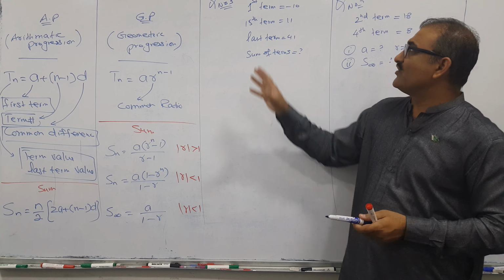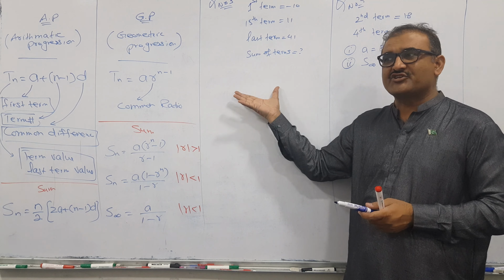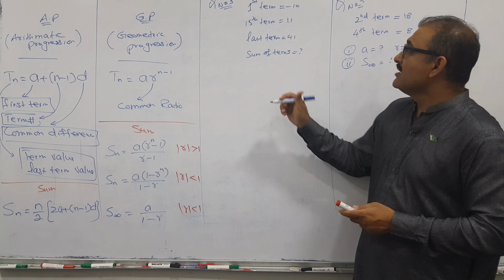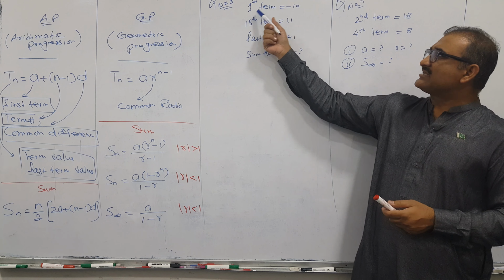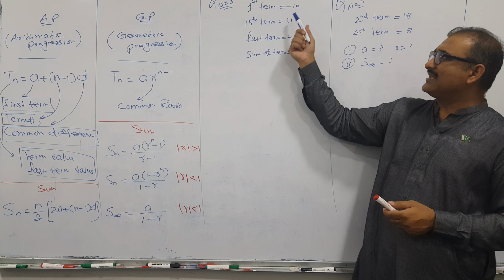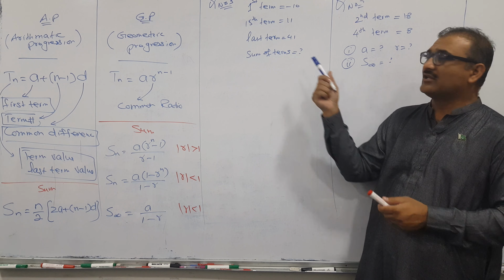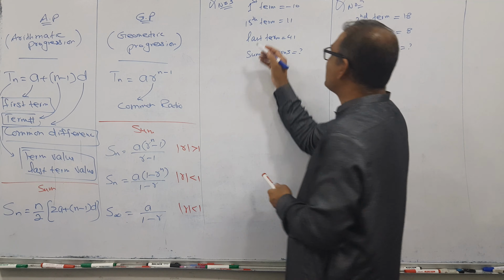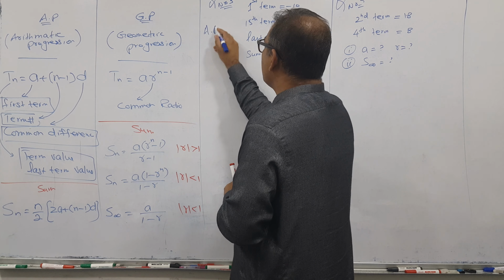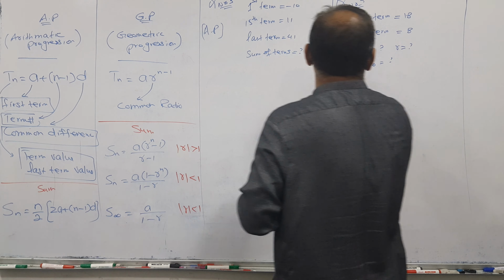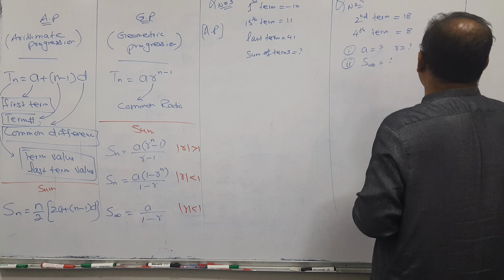I am going to show you first one question of arithmetic progression and one of geometric. Let's start. Bismillah ar-Rahman ar-Rahim. The first term is minus 10, the 15th term is 11, and the last term is 41. The sum of all terms is my target. He will mention clearly whether it is an arithmetic progression or a geometric progression.